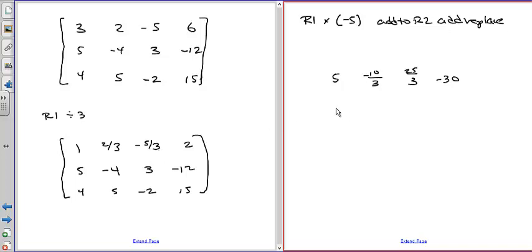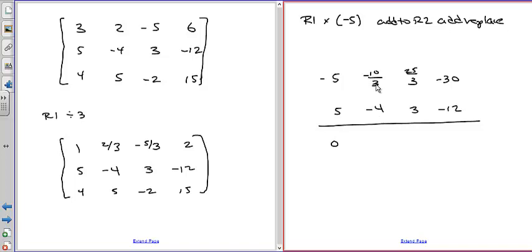Okay, then we're going to add to row 2. So that's 5, negative 4, 3, negative 12. Actually, this should be negative 5 as well. Okay, negative, negative, positive, negative. The sign should be different. You add these two together, you get 0.